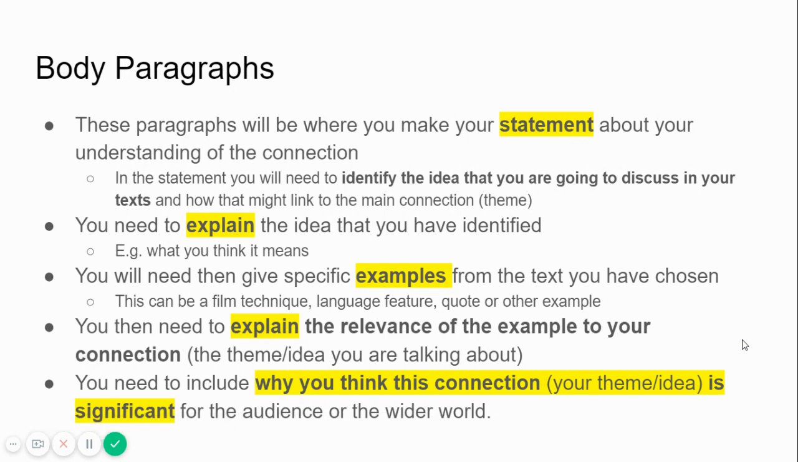And then the last bit helps to round out your thinking in your body paragraph. That's where you need to include why you think this connection is significant for the audience or for the wider world. You can include why it's significant to both, but to help give your paragraph a little bit of analysis, you just need to add one or the other.